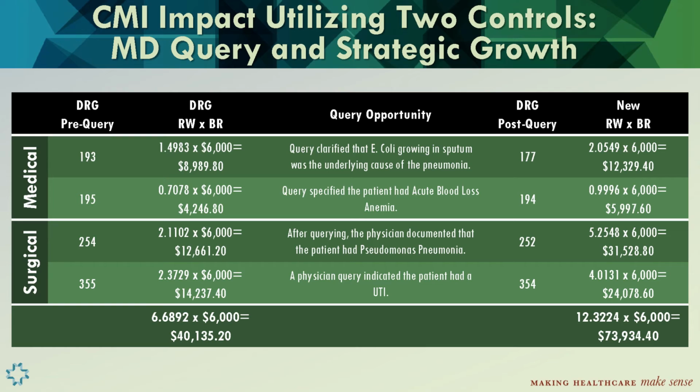For DRG 355, hernia procedures except inguinal and femoral without CC-MCC, the addition of a UTI, which is a CC, regrouped this case to DRG 354, a higher weighted DRG. As you can see from this example, by obtaining the most specific documentation from the physician, the hospital can report the most accurate severity, which in turn will capture the most appropriate reimbursement, improving your overall CMI. Just for the record, the CMI pre-query was 1.67, and post-query it calculated to 3.08.